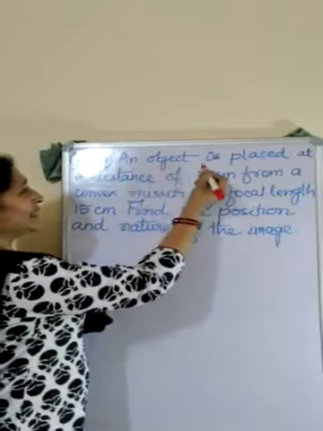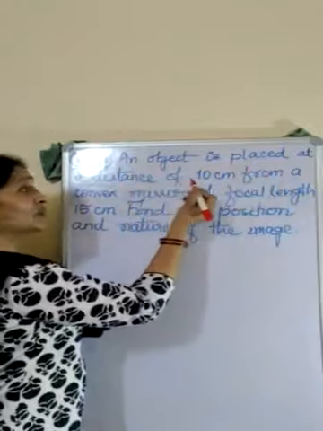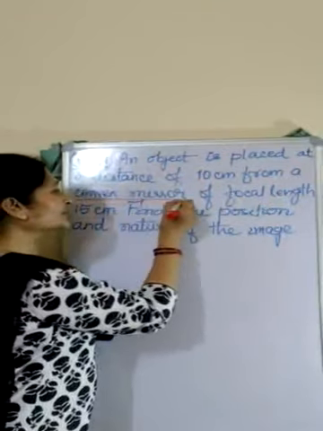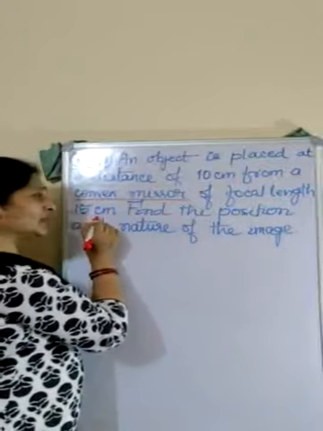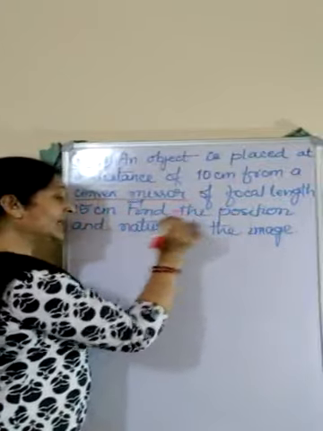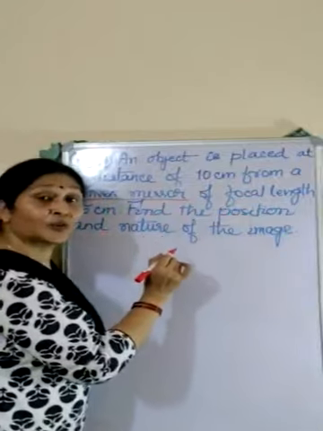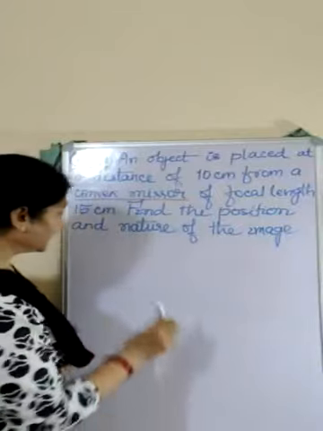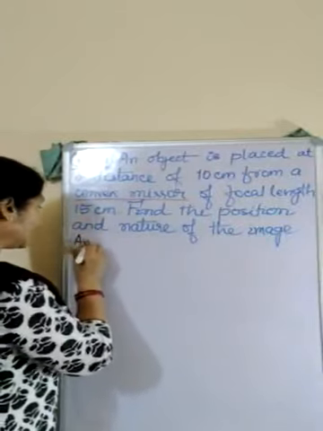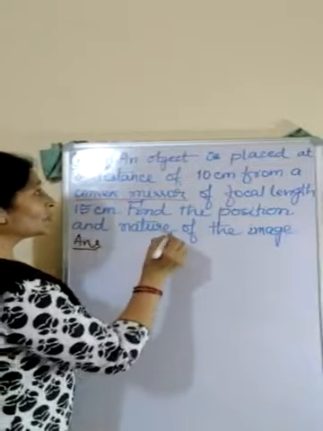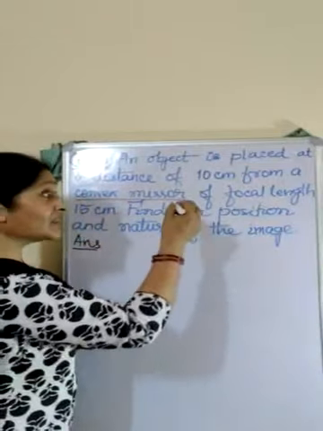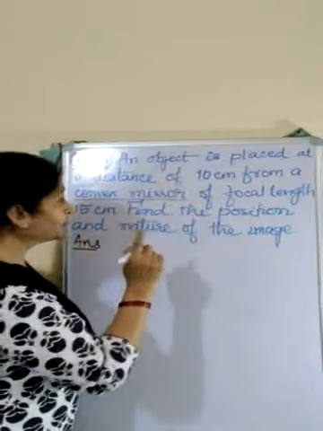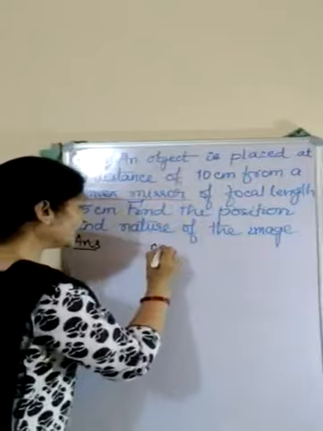An object is placed at a distance of 10 centimeter from a convex mirror of focal length 15 centimeter. Find the position and nature of the image formed. Let us see what is given here. And before writing that, we must write which type of mirror is given in the question. This is very important to write at the top of the answer. Okay. Now, convex mirror is here.